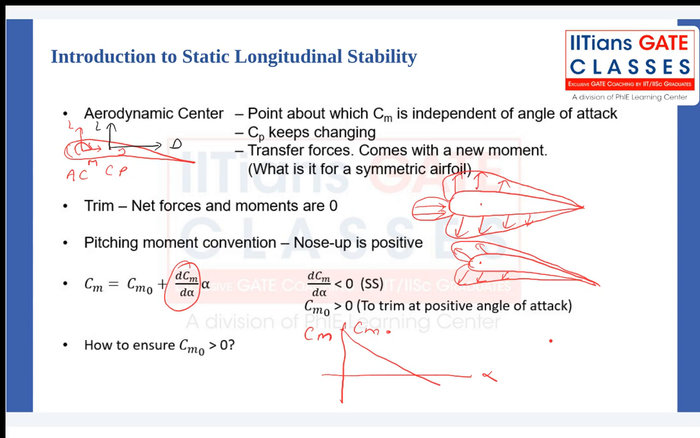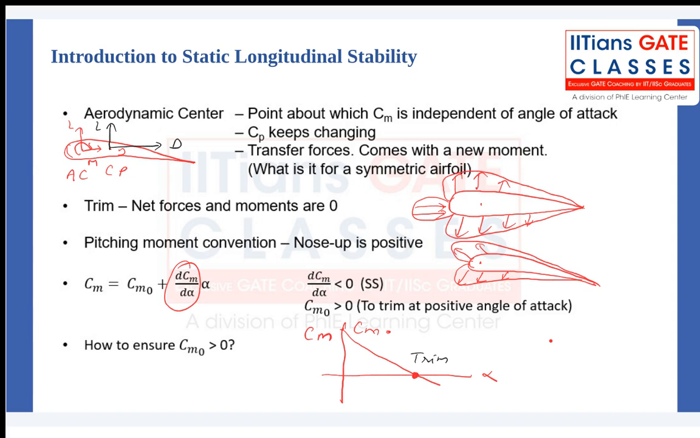The condition for CM naught greater than zero is only to ensure that you trim the aircraft at a positive angle of attack. What happens at trim? The net forces and net moments are zero. So in this graph, your trim is happening at this location, correct? Let's take another color. So this is trim. Everybody agrees with me? At this trim, you can see that your alpha is a positive quantity.